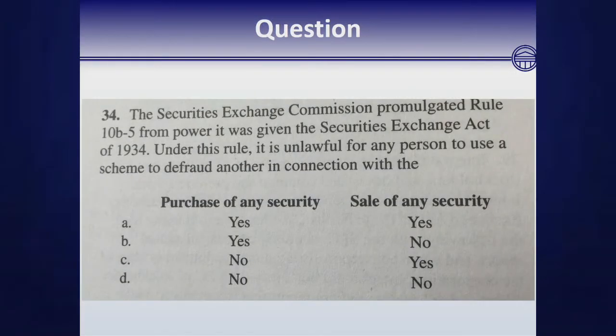And then question 34, the Securities Exchange Commission promulgated Rule 10b-5 from power it was given under the Securities Exchange Act of 1934. Under this rule, it is unlawful for any person to use a scheme to defraud another in connection with the purchase of any security? Yes. The sale of any security? The answer is yes also. And your answer would be A. Again, know this one for the test as well.